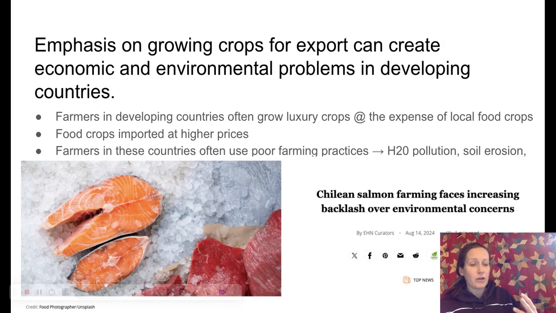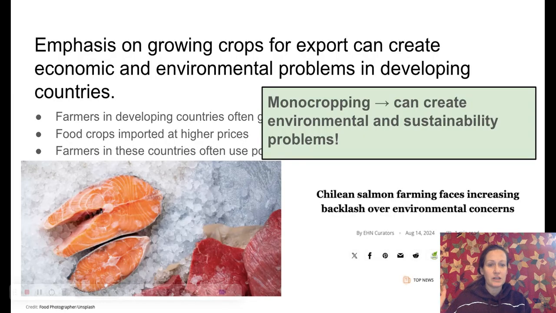So even though we talk agriculture, we think of like plants and vegetables, just like we saw the cattle from Argentina, fish, right? So Chilean fish, their farming practices causing some environmental concerns. And listen, this is not just in developing countries. Developed countries, if you look up farms and water pollution, you're going to get a ton of examples of things from the United States.